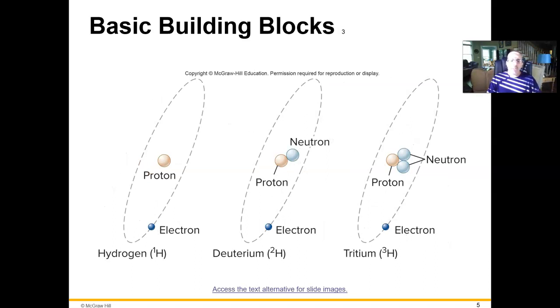So when we have an atom, we can have different types of the same atom. For instance, here you have hydrogen. The typical hydrogen is just a proton with an electron. Deuterium has a proton with a neutron and an electron, and then tritium has two neutrons. That's just showing you, I don't expect you to remember that, that even though it's the same element, it can vary just a little bit in its structure.